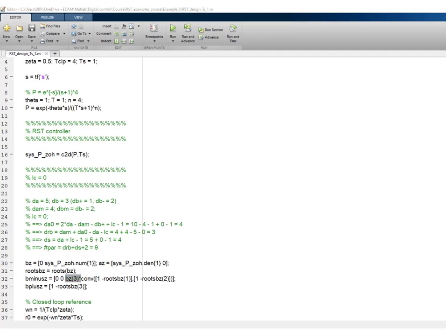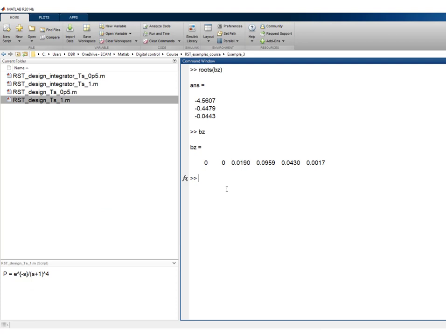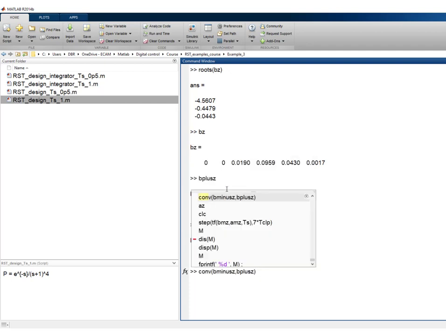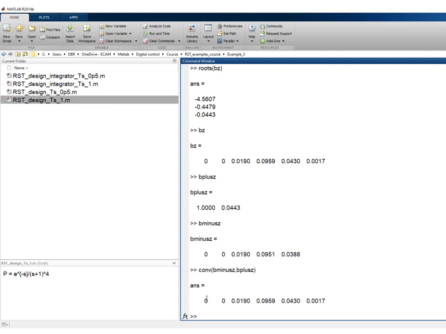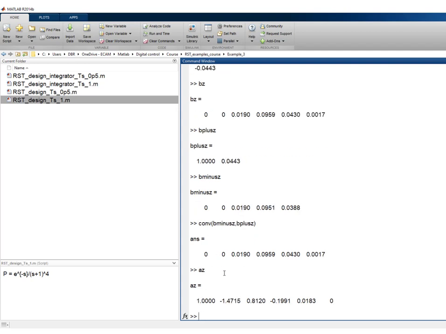So what we have to check now is that this is B of Z. We can have a look at B plus, B minus, and then we can multiply both of them, and as you can see here I have the same result, and it's the same length as B of Z, and it is also the same length of A of Z. So you have to do these checks before you go any further.